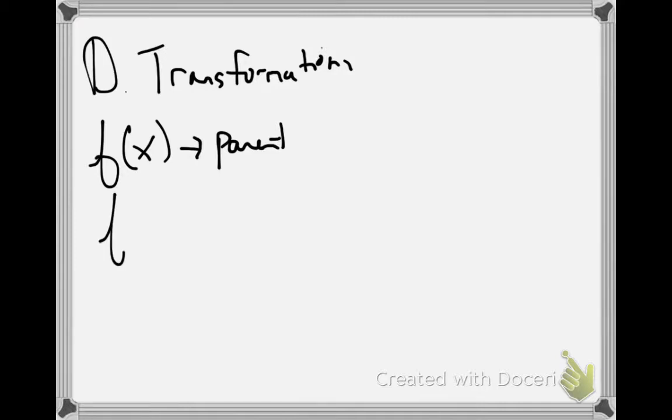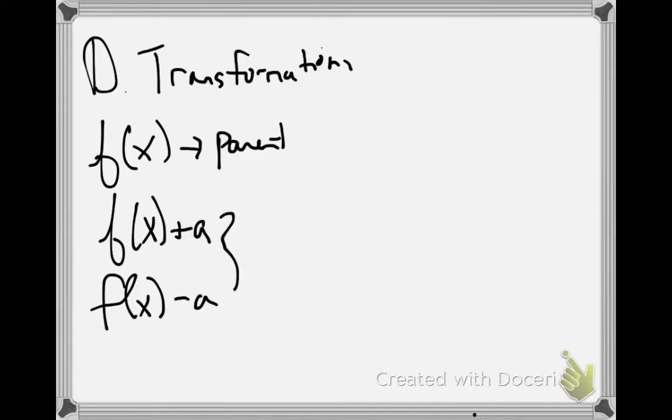Well, if we take the function and we either add a or we subtract a outside of the function, outside the parentheses, that's going to be an up or down shift. So it's going to take whatever parent graph you have, and it's going to move it up or down a units.